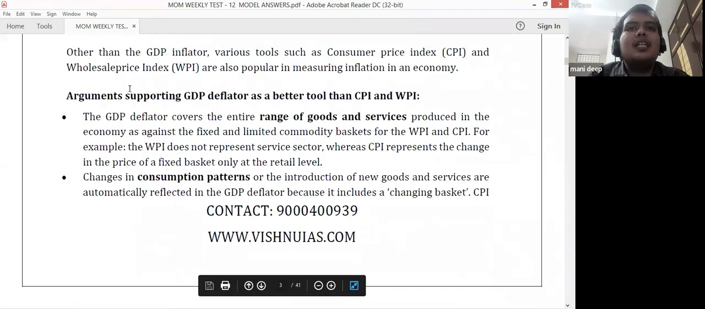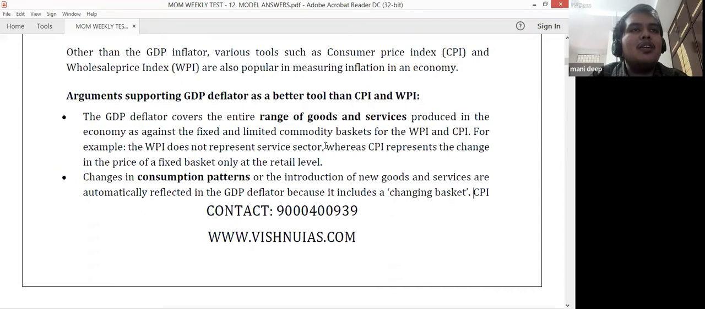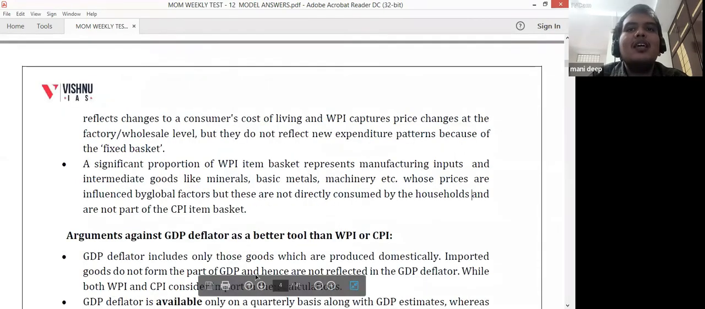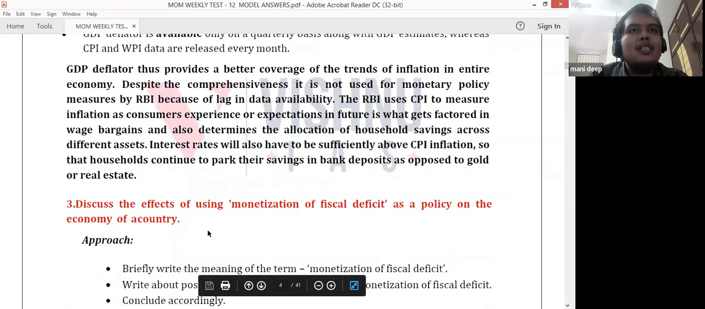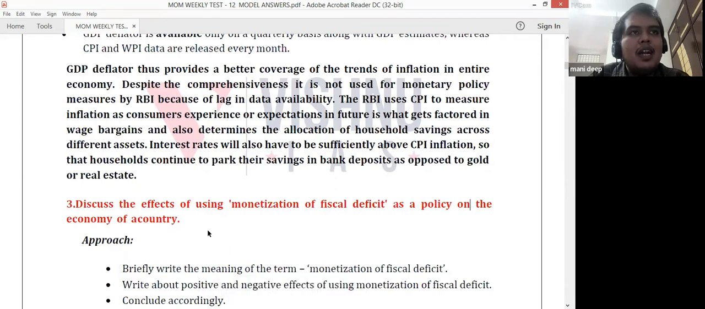Then the second thing is why. In the second part of the question, you should write about why the GDP deflator is a better tool. You should write about its advantages, and you can write about the range of goods. Then you can write about consumption patterns. Third is regarding the negative aspects, why you are not using the GDP deflator. Here you can mention that it does not include imported goods. Then you can write that it is available only on a quarterly basis. In the end, as a conclusion, you can write why RBI is not interested in using the GDP deflator.